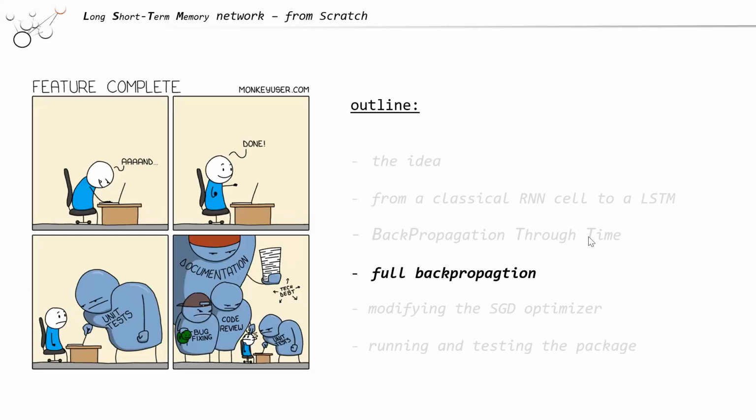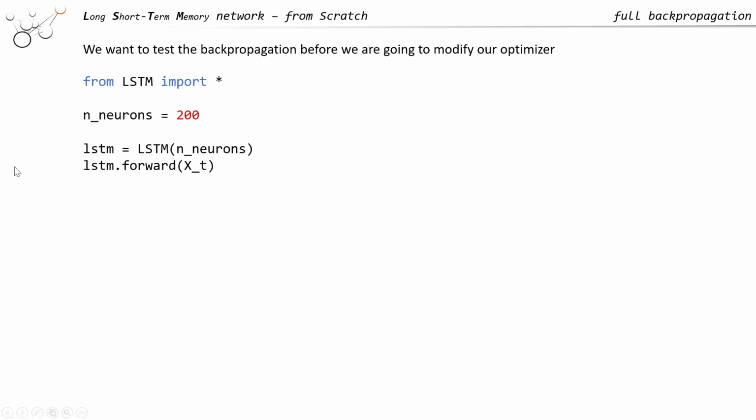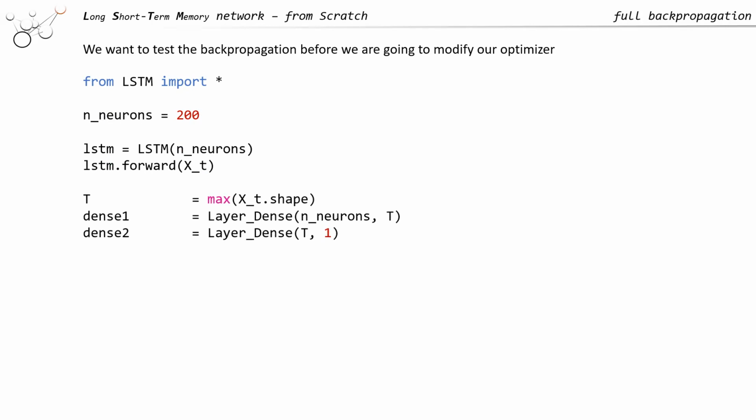So let us now test the backpropagation part before we use our optimizer for running it automatically. So therefore, let's go to our test script. And of course, we want to import our LSTM. And we want to start with a very moderate number of neurons. So we just want to test it. And then, of course, we also need the length of the data set.